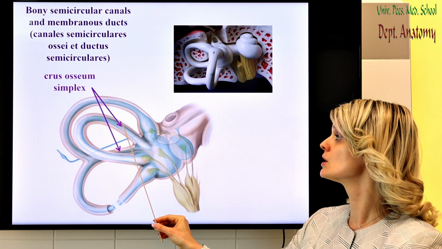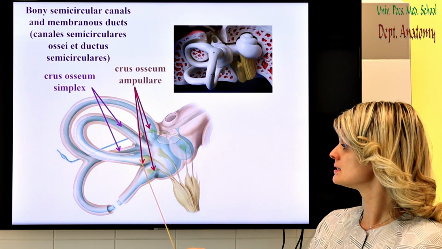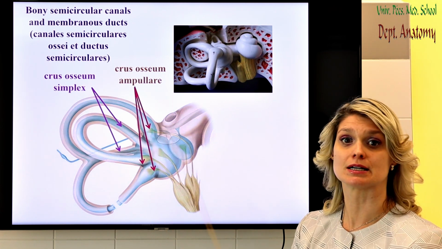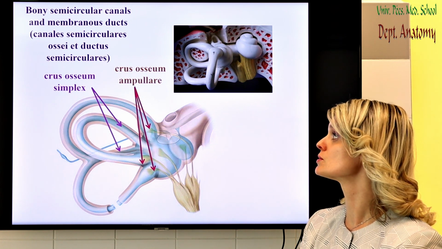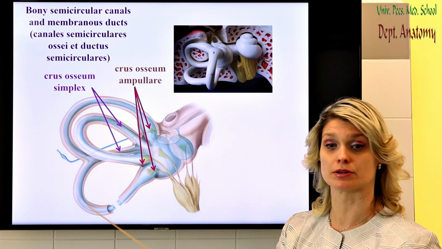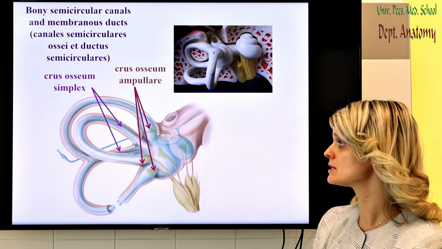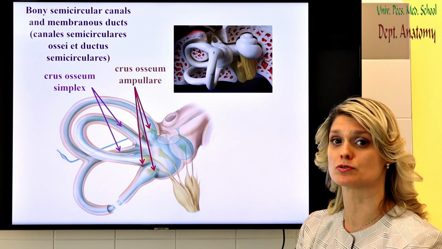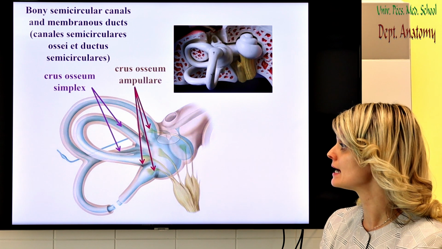So this is the crus simplex, and anterior, here you can see the other part will form a dilatation. It's called the ampulla, crus ossum ampullare, ampullary part. Here we can see the receptor of the semicircular canal, which is called a crista. It is responsible for the angular acceleration of the head.